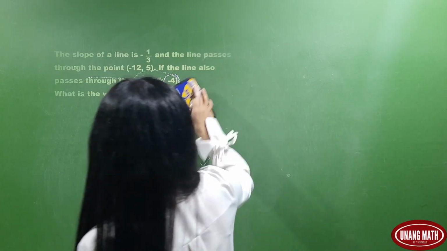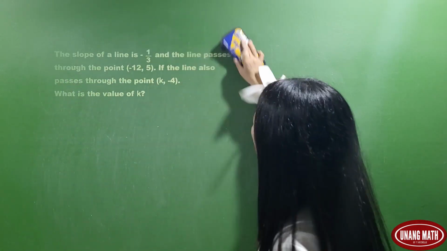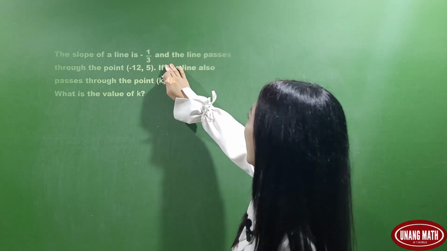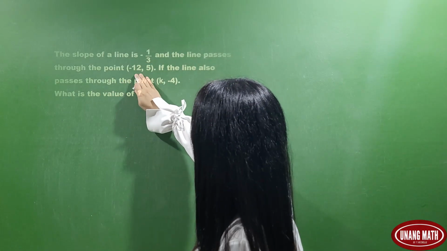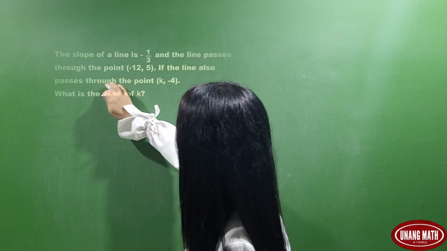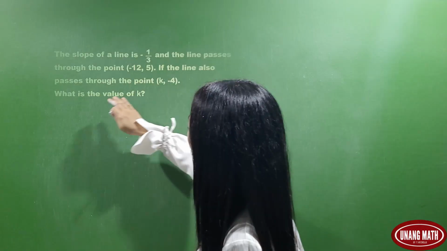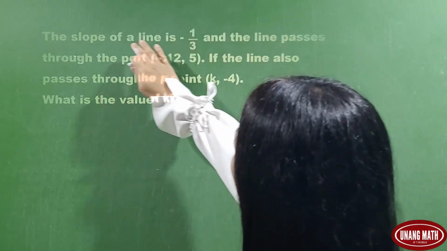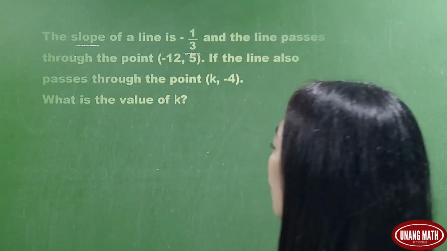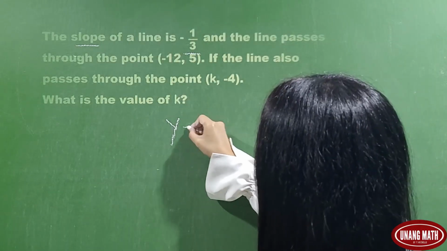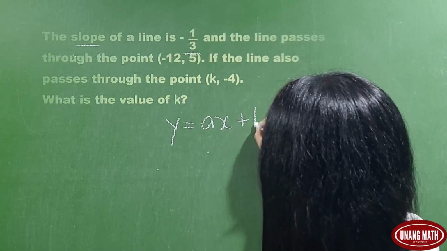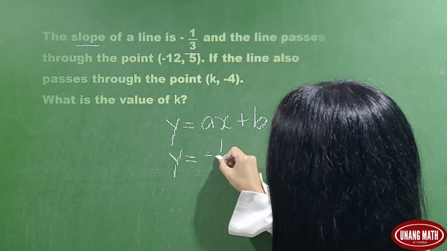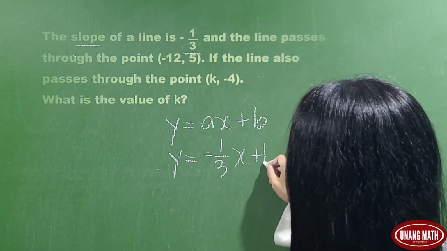Okay, and for the last problem, let's also answer this one. According to this problem, the slope of a line is negative 1 over 3, and the line passes through the point (negative 12, 5). If the line also passes through the point (k, negative 4), what is the value of k? Okay, slope is negative 1 over 3. So in this linear function, y is equal to ax plus b, slope is negative 1 over 3, so we have y is equal to negative 1 over 3x plus b.